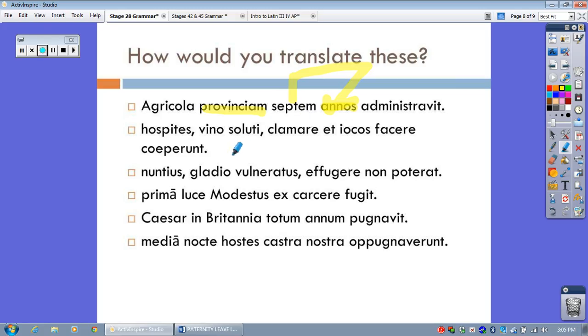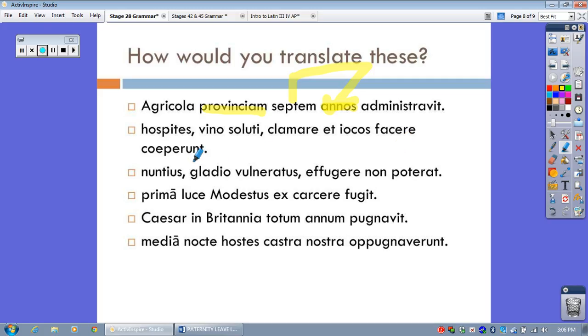Look at the next one. Hospites vino soluti clamare et iocos facere coeperunt. Okay, first of all, are there any clauses? The answer is no. What's the verb in the sentence? It's coeperunt. Coeperunt means began, and when you think about it, in English, oftentimes the word begin is followed by an infinitive. He began to do this or to do that. And if you'll notice, clamare is an infinitive, as is facere. So somebody began to shout and to make.